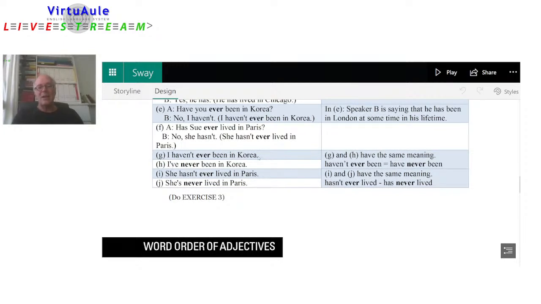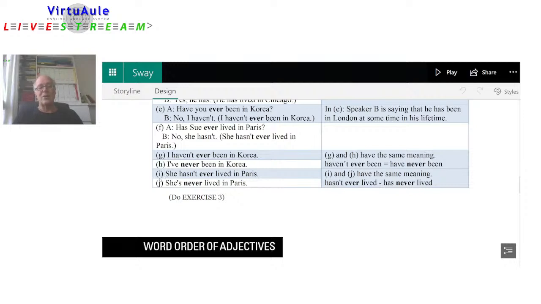I haven't ever been in Korea. I've never been in Korea. G and H have the same meaning. Haven't ever been is the same as have never been. Okay? In G, I haven't ever been, we're using a negative verb because we have not, and a positive adverb, ever. Instead, in H, I've never been in Korea. In this case, the adverb is negative, so the verb is positive. I have been, I have never been.